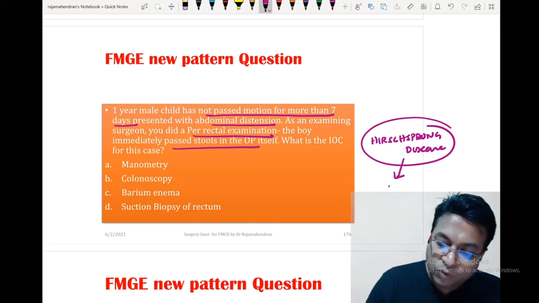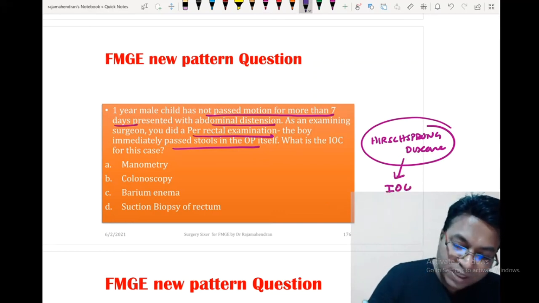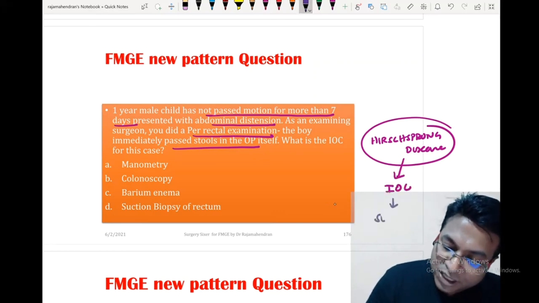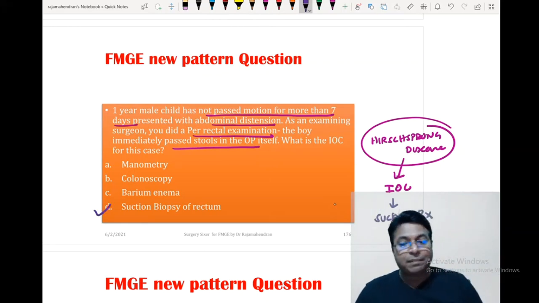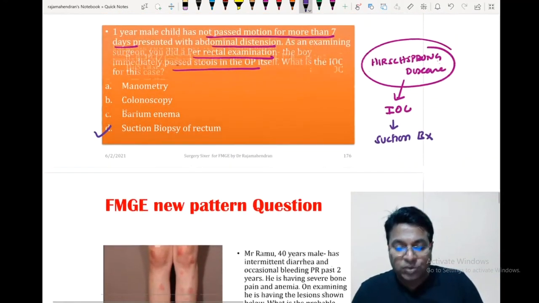And in Hirschsprung disease, what is the investigation of choice? That is a question that is asked. The answer is suction biopsy of the rectum. Okay, that is the answer for diagnosing Hirschsprung disease. So these are all straightforward high yield topics. Hirschsprung disease, what is the diagnosis?